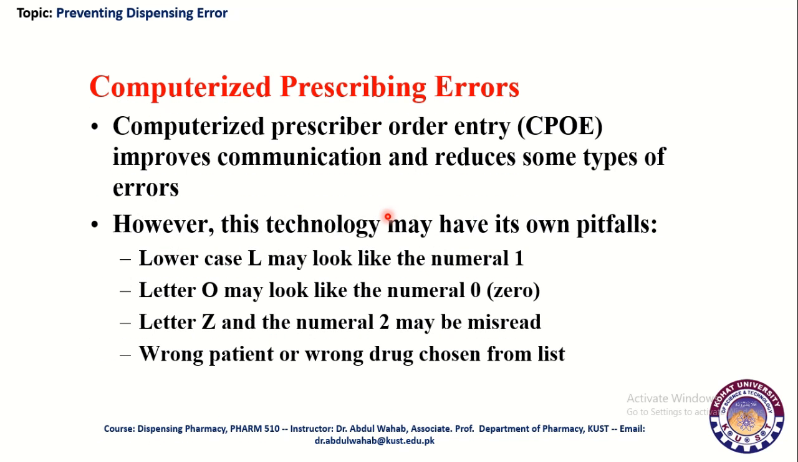Computerized prescribing errors. Computerized prescriber order entry improves communication and reduces some types of errors. However, this technology may have its own pitfalls. Lowercase l may look like the numeral 1. Letter O may look like the numeral 0. Letter Z and the numeral 2 may be misread. Wrong patient or wrong drug chosen from list.